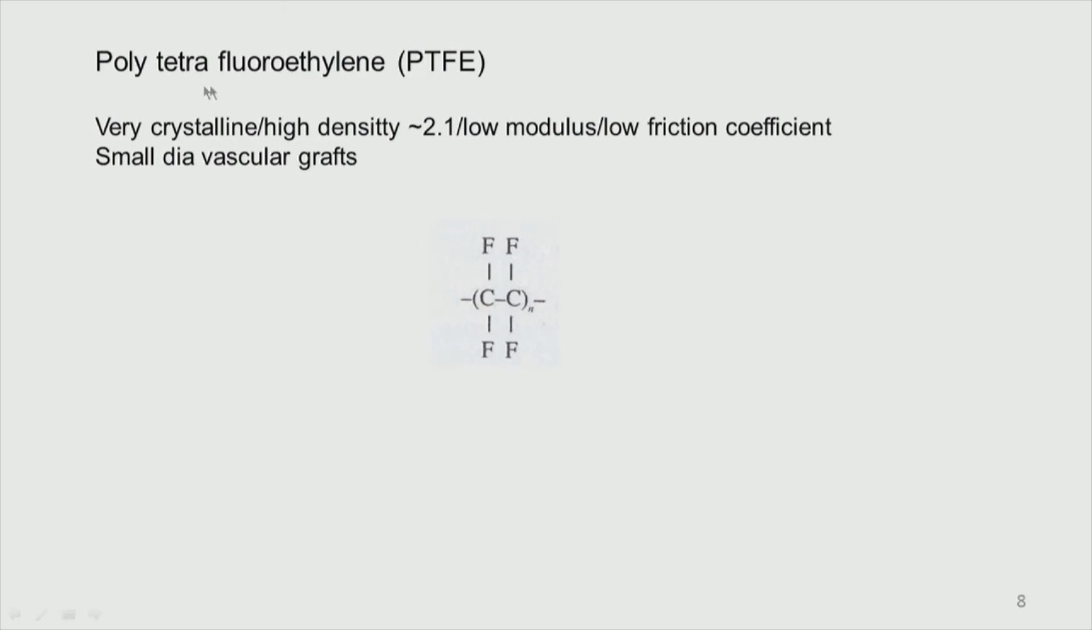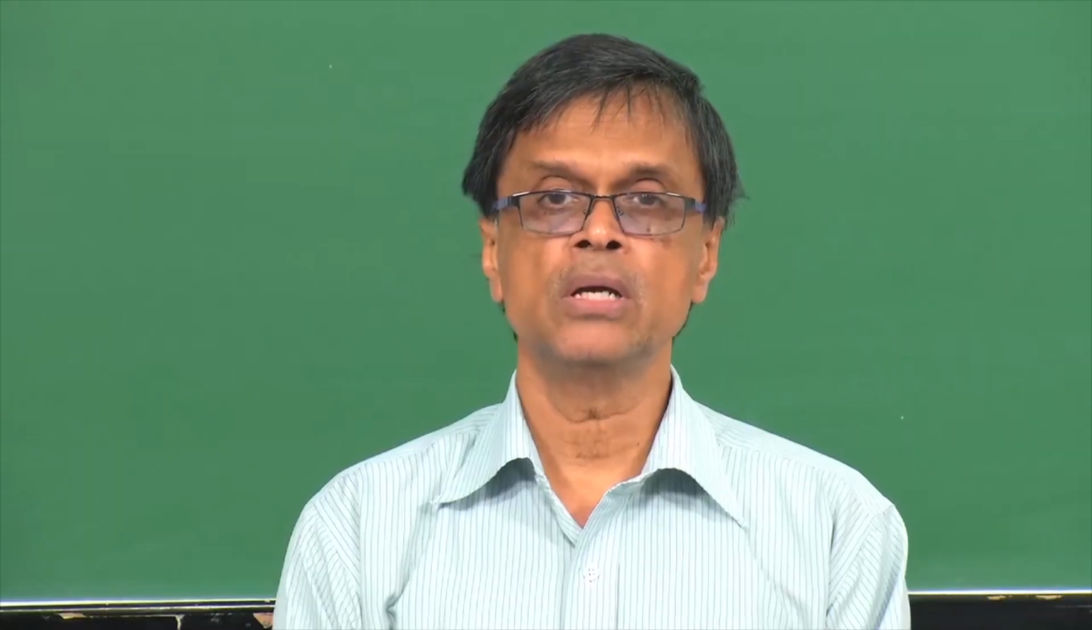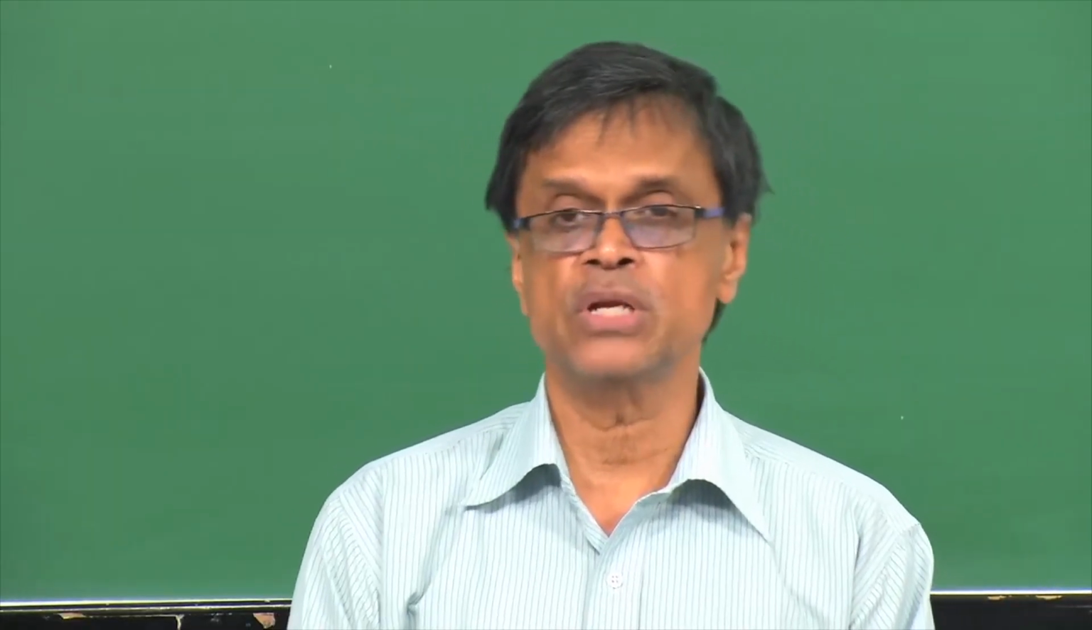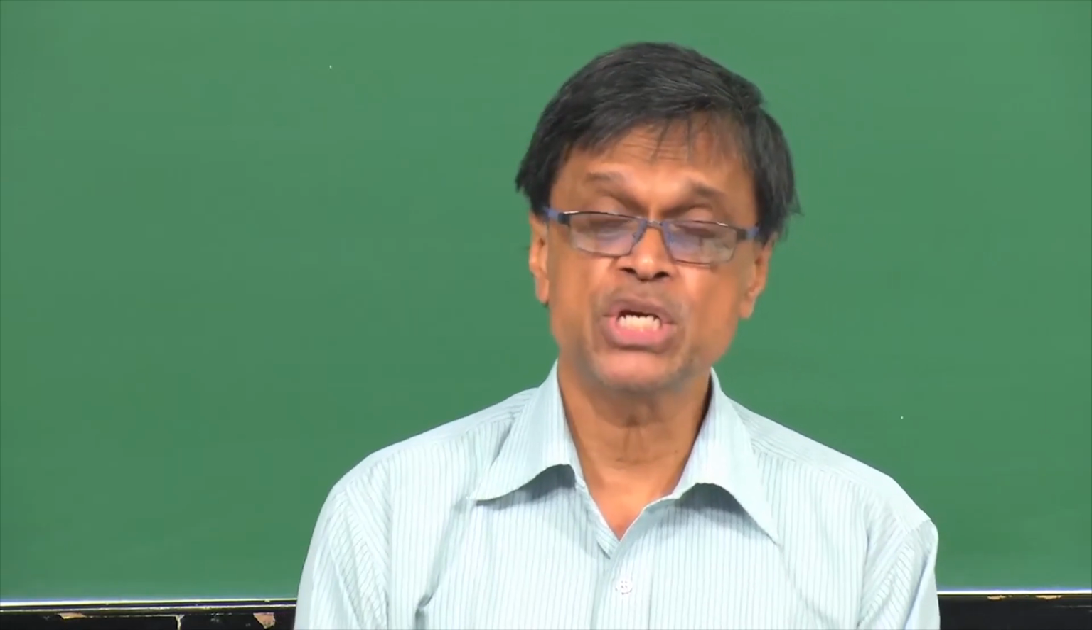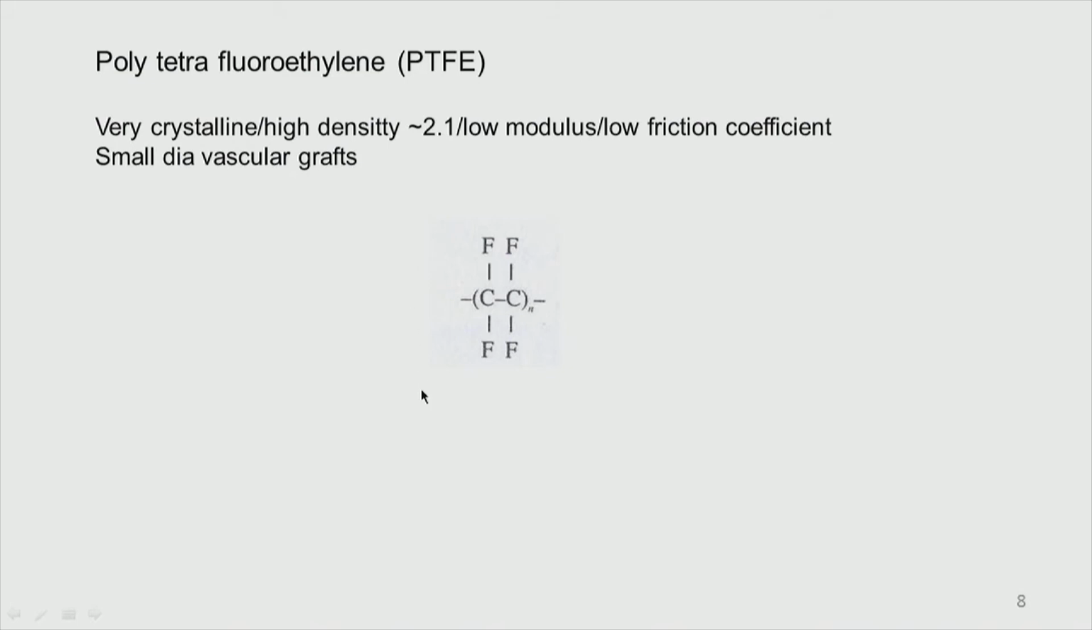Then comes PTFE, polytetrafluoroethylene. You can see a lot of fluorines here. Very crystalline, high density, low modulus, low friction coefficient. It is used quite a lot, it is very inert, so small diameter vascular grafts. If I am looking at large diameter, 2 mm, I may go for polyester. If I am looking at small diameter vascular grafts, I will go for PTFE. So, PTFE is used in vascular grafts, and in BT shunts. This also has quite a good set of applications.